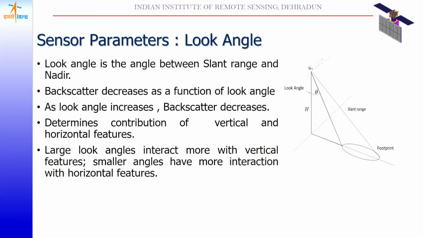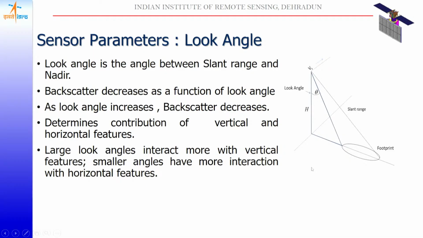The second crucial parameter is the look angle. In this figure you can see the SAR antenna, and this is the angle which is called the look angle. It is the angle between the nadir and the slant range, that is, the angle the slant range makes with the nadir point. This is called the look angle.